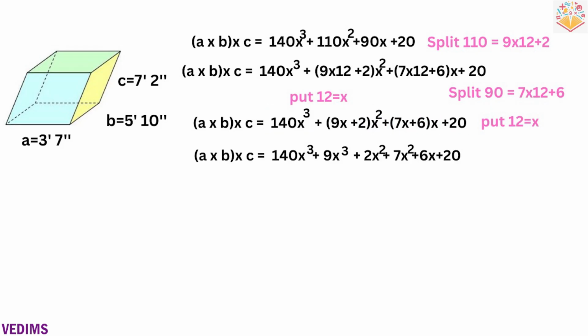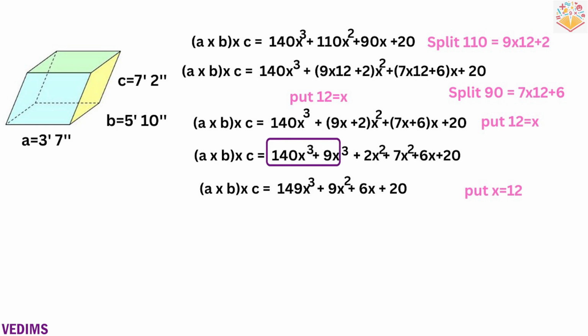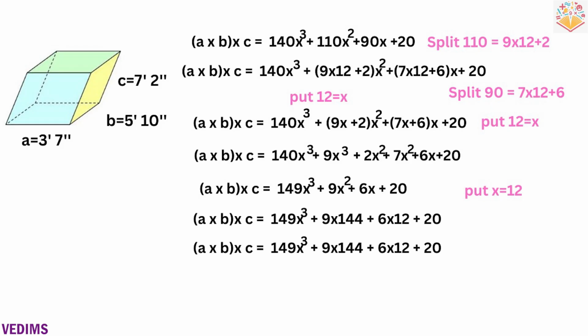Now remove the brackets. You get 140x cube, 9x into x square becomes 9x cube and 2 into x square becomes 2x square, 7x into x becomes 7x square, 6 into x becomes 6x plus 20. Now add them. You will get 149x cube. 140x cube plus 9x cube becomes 149x cube, 2x square plus 7x square becomes 9x square, 6x plus 20. And except the cubic term, put x everywhere in the other terms.